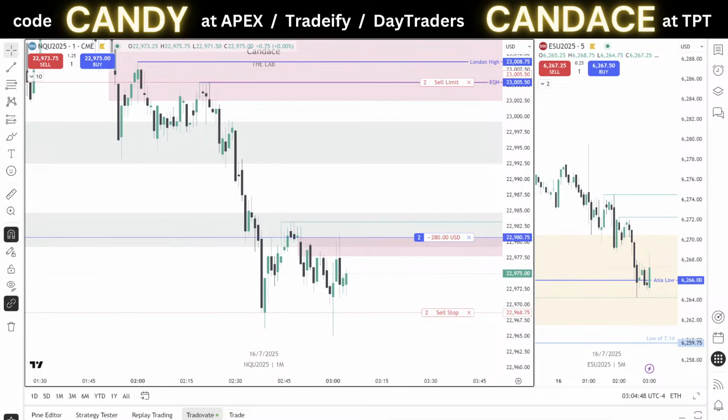Are you full potting? Only do it if you're trading with the val. If not, then don't full pot.